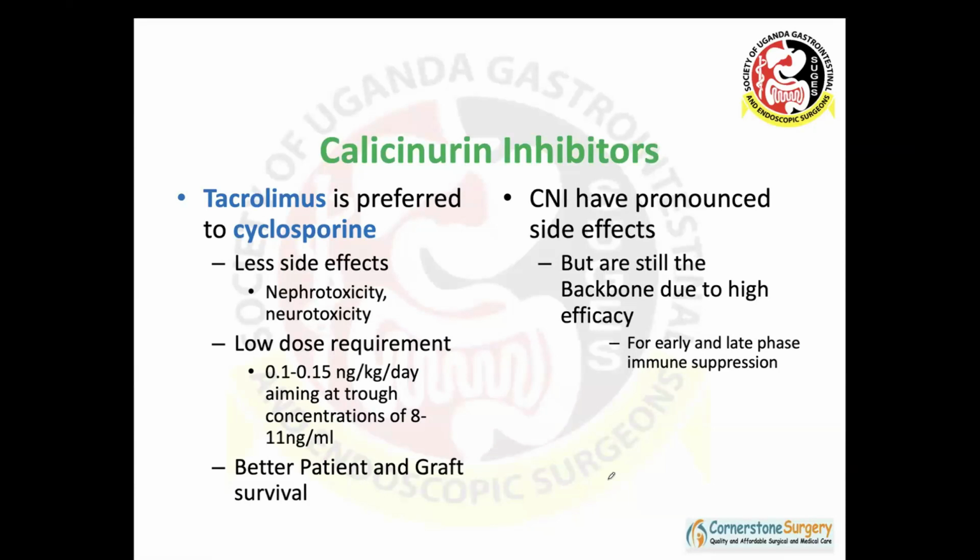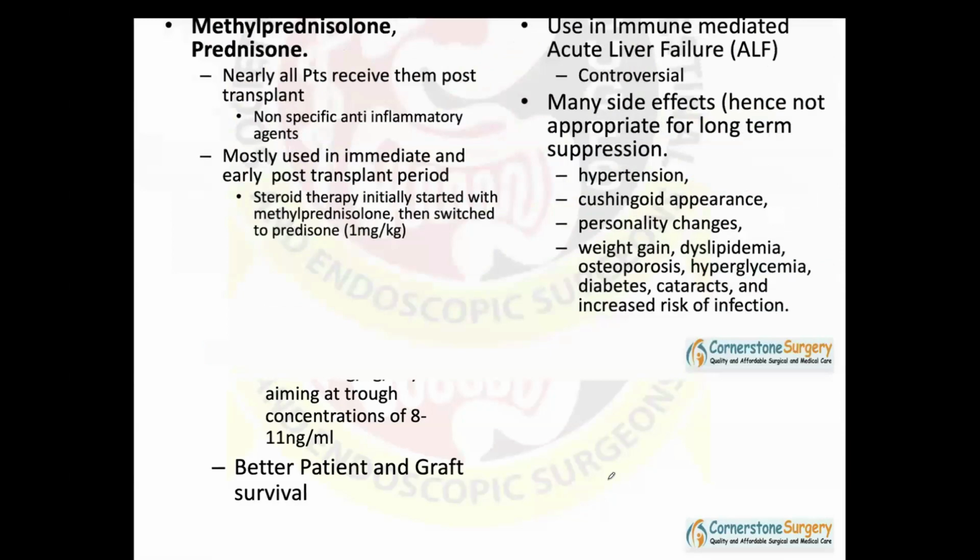So tacrolimus is kind of standard. As we are saying, it is the backbone of our immune suppression in liver transplant. It's used in almost all of them, apart from a few, as we shall see, where an alternative is given. And it can be used both in early, late phase, and also maintenance.